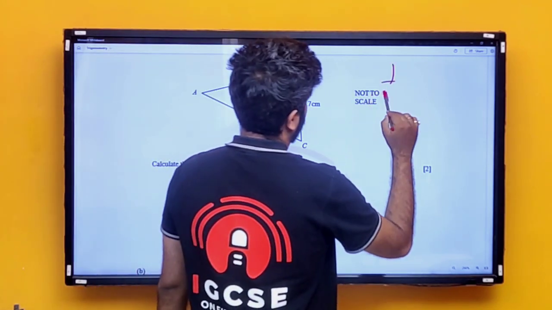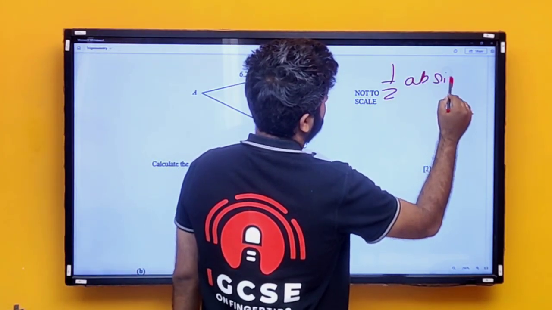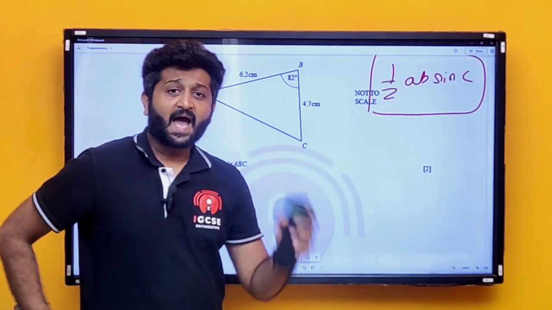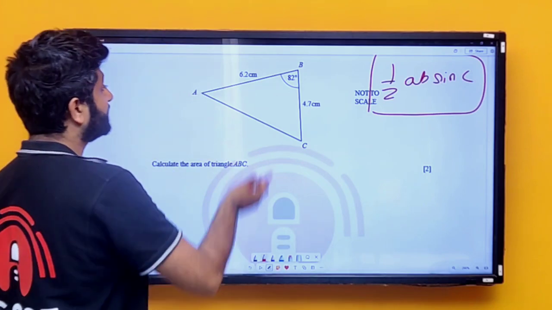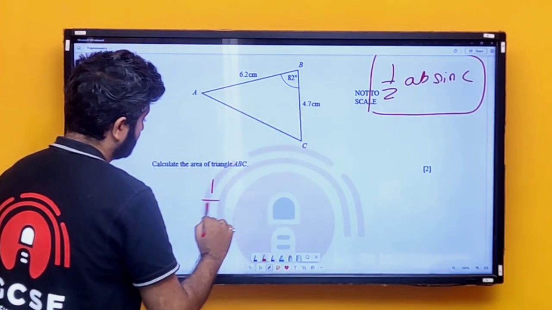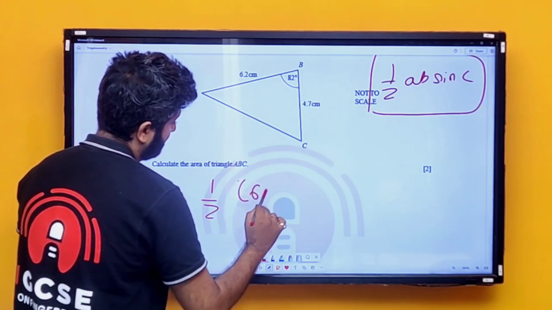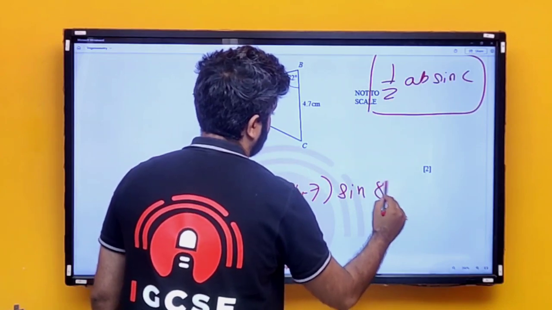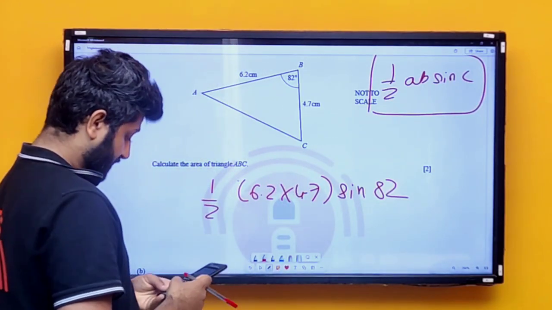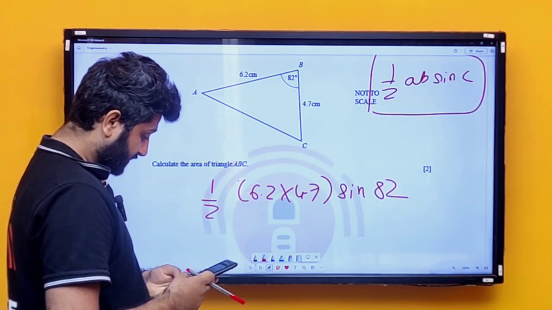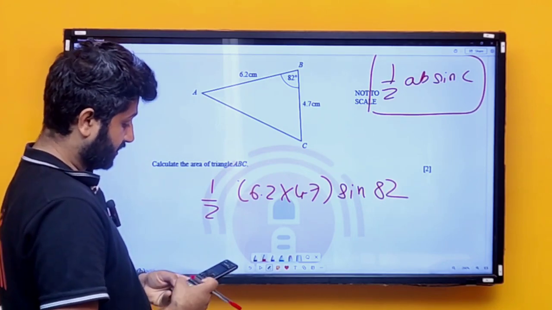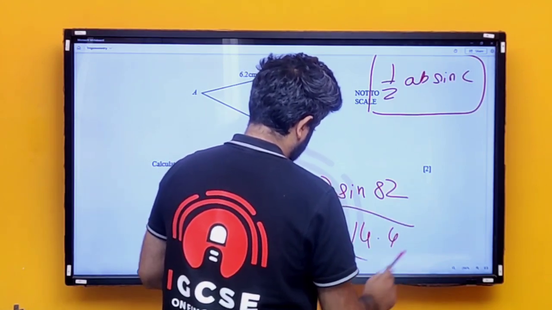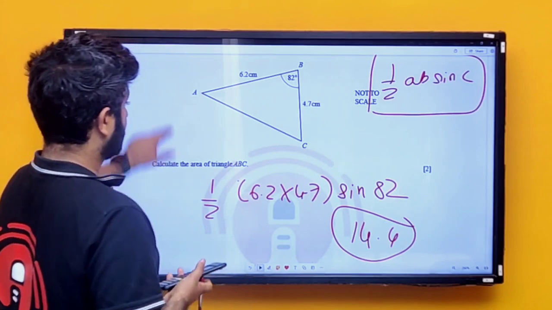I have one more question wherein I have been told to find area of the triangle. So area of non-right angle triangle is half ab sine C, where a and b are my sides and C is the angle between the two sides. So the area is half into 6.2 into 4.7 into sine 82. That is 14.4. This is my answer.